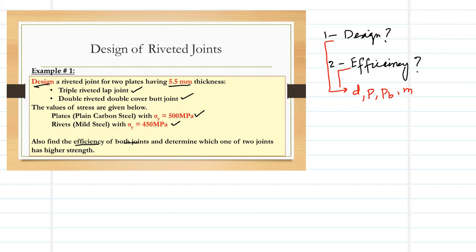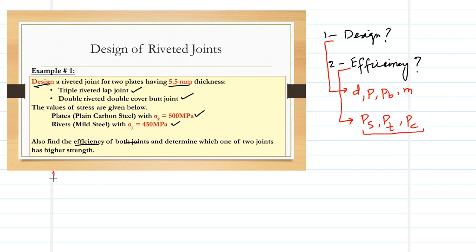And when you talk about efficiency, it is all about determining the minimum force per unit pitch length. We have a shear load, a tearing or tensile load, and a crushing load. We have to determine all three loads and see whichever is lowest. Based on that, we find the efficiency of the joint. So let's start with the first problem.